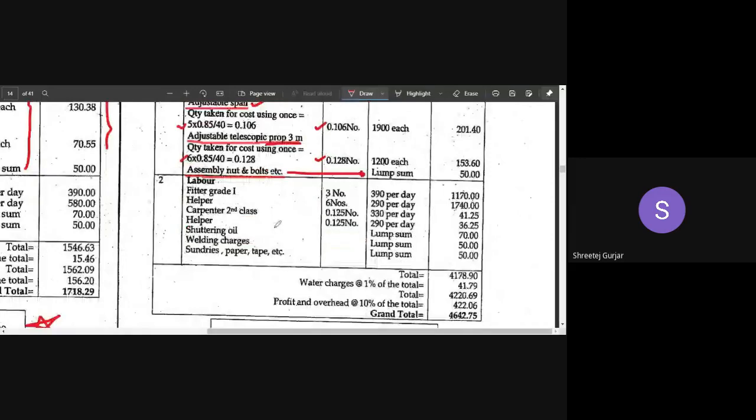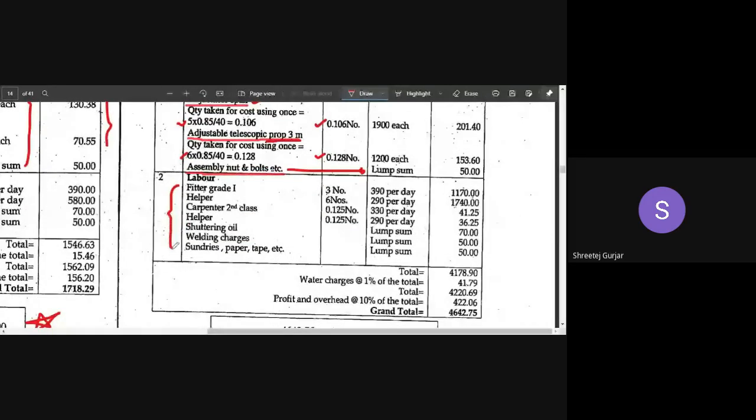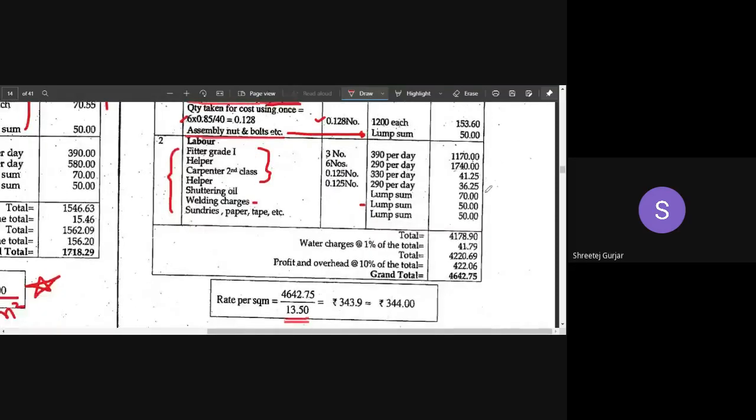Then these are your labors. You can read and you can understand various labors are required. Okay. So here extra thing is you require welding charges. Welding charges we will be considering lump sum. So these remaining things are same: carpenter, helper, fitter, and helper for carpenters and helper for fitter. You can consider this. You can arrive at your grand total.